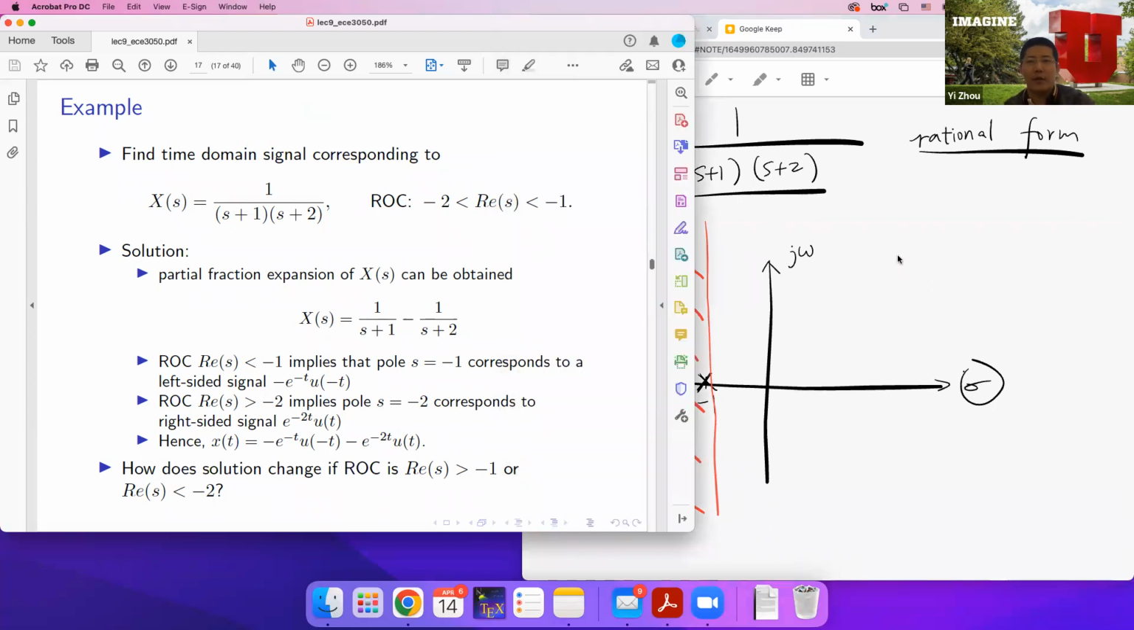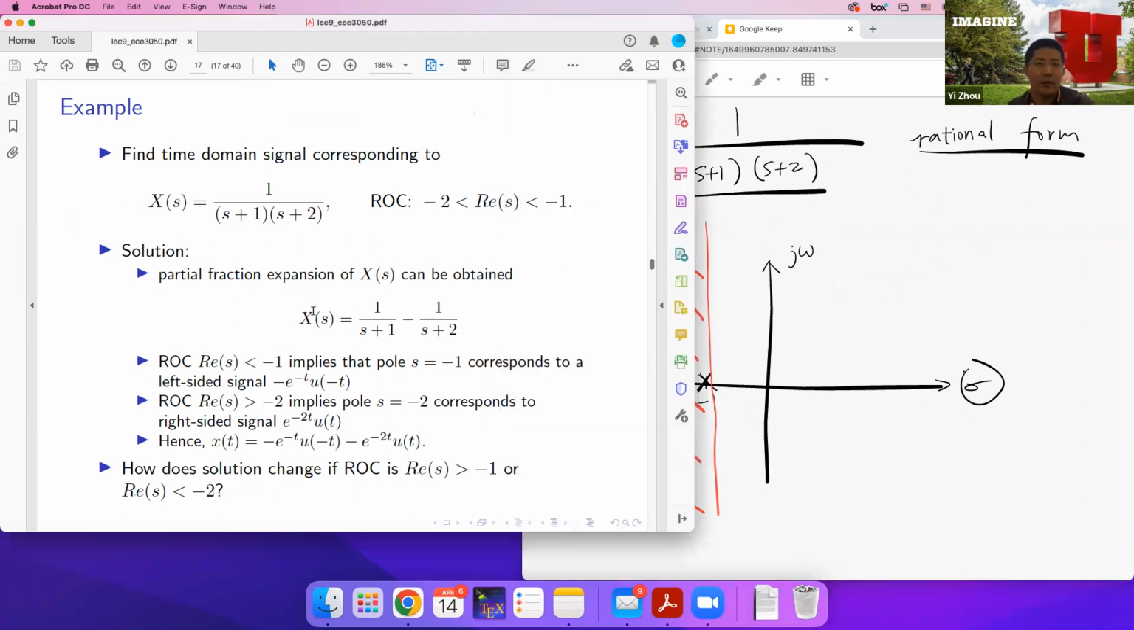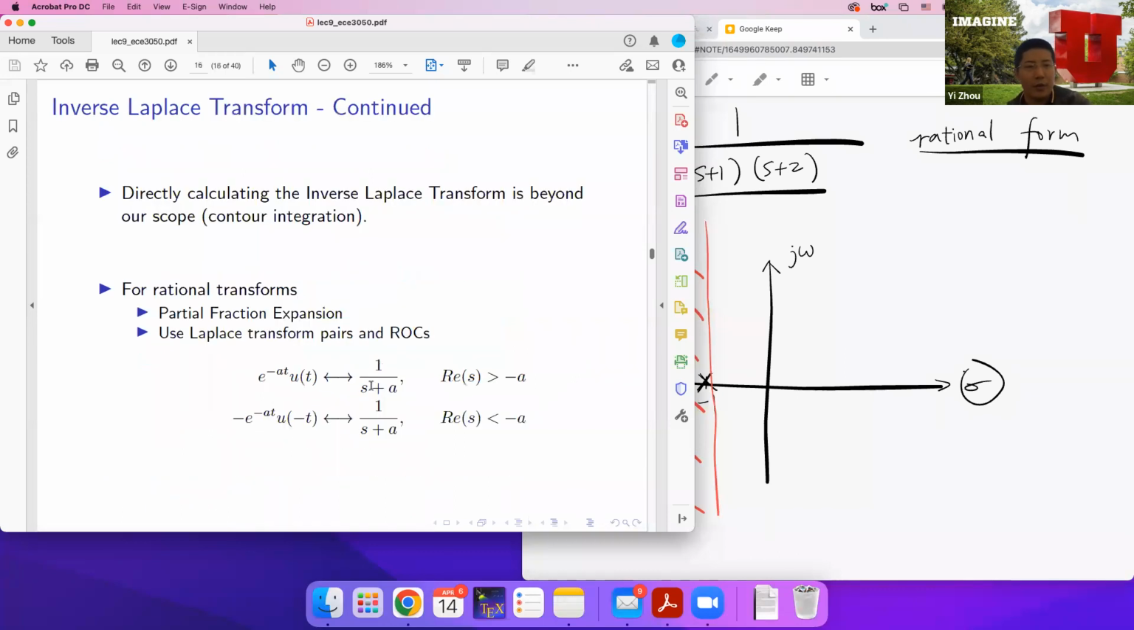Okay. So the basic idea is similar to calculating the inverse Fourier transform. We first do a partial fraction expansion. So this is the partial fraction expansion. And then we can decompose this into two smaller fractions. Then for each one, we can refer to this table to find out the inverse.